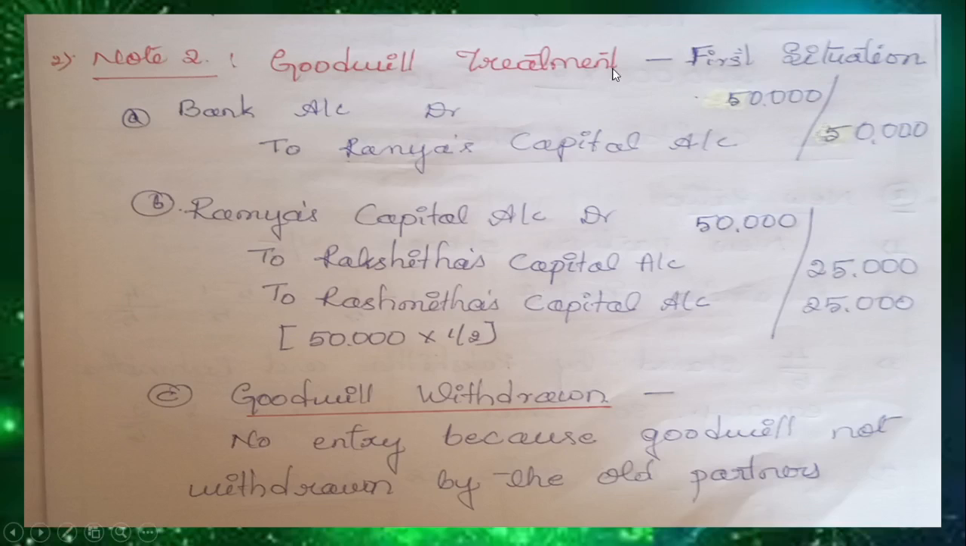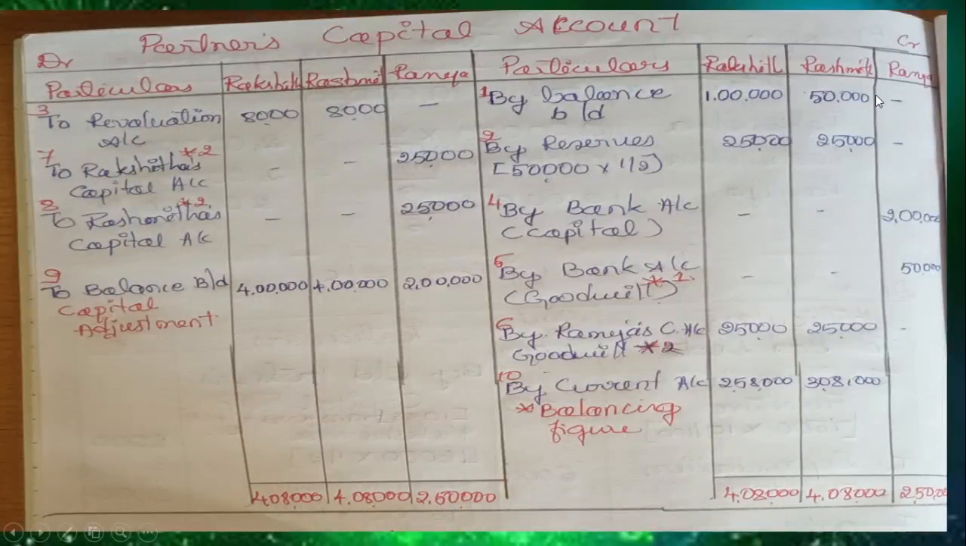So goodwill treatment, we know that it belongs to the first situation. The first transaction is goodwill brought in. Bank account debits to Ramya's capital account, so Ramya's capital account should get credited. Ramya's capital account credit side is by bank account 50,000.